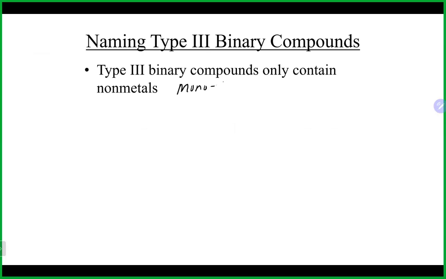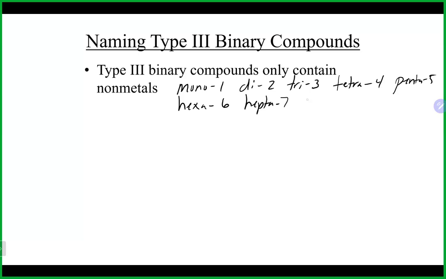mono is 1, di is 2, tri is 3, tetra is 4, penta is 5, hexa is 6. There's a table coming up, I think, that has these. Hepta is 7, octa is 8, nona is 9, deca is 10. And these are the prefixes that we use. So here's how we do it.